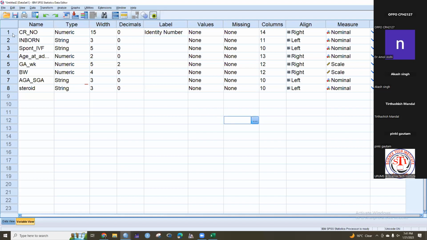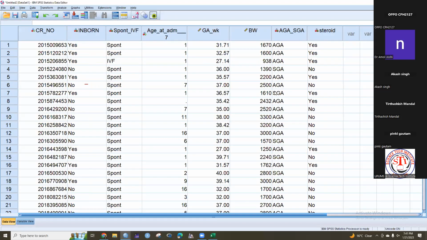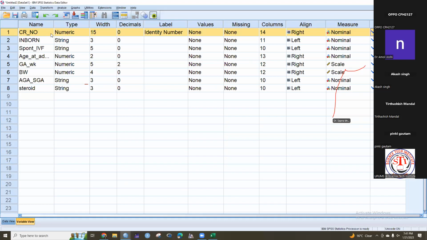What actually it did? You can see in the data view it is Excel kind of thing, but here this is how you are describing the variable. Please don't do this. You do not want to learn, but do not do this. So this CR number is numeric. What is this? The level of measurement is ordinal. And here in the label you have described what it is.